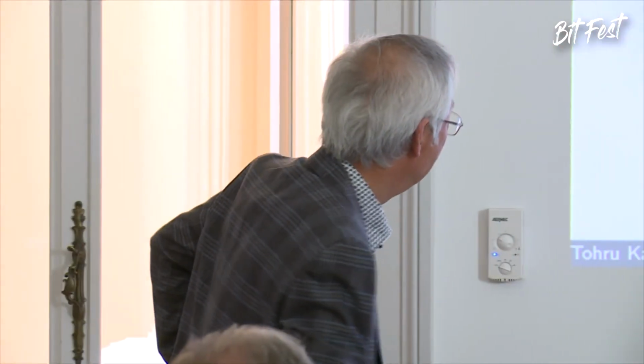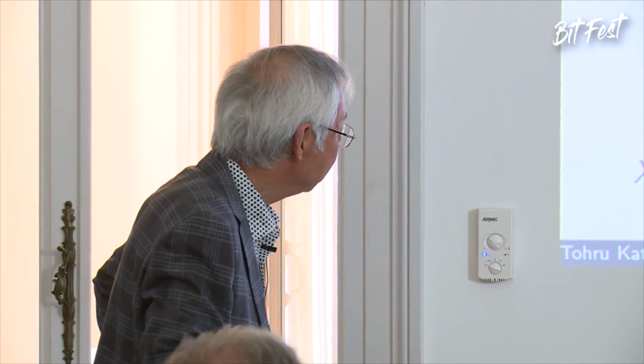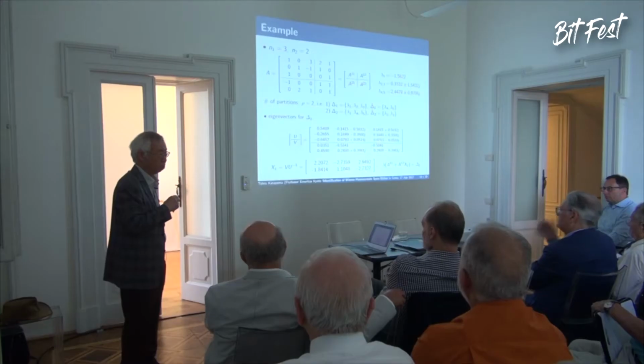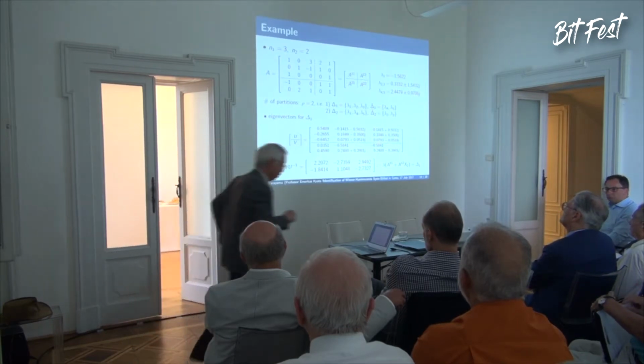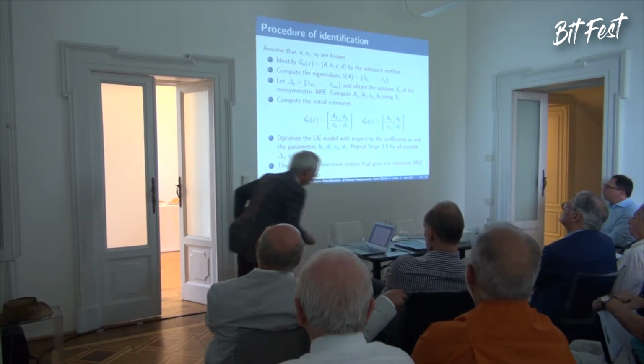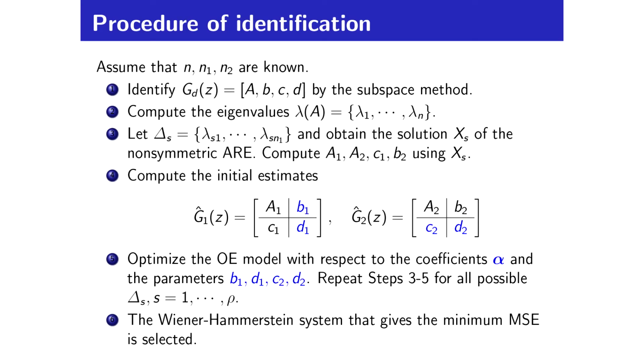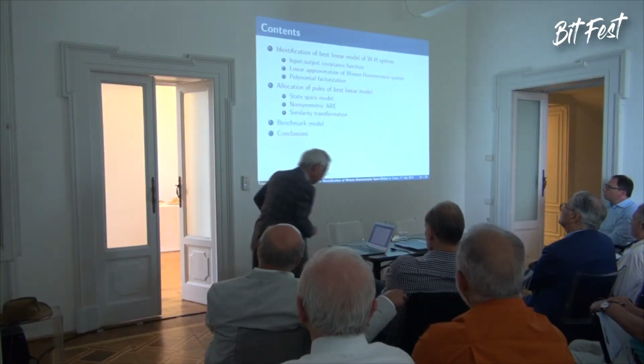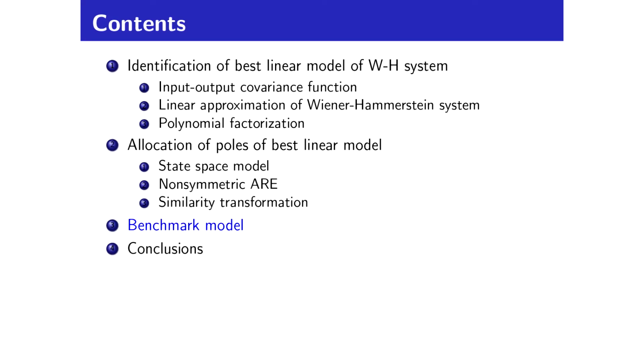Our experience shows that we never encounter a case where the U is singular. U is always non-singular, though maybe there exists some singular case. Okay, this is a procedure of total identification, but I skip this one. I don't need it. I just show you the result on the benchmark model.